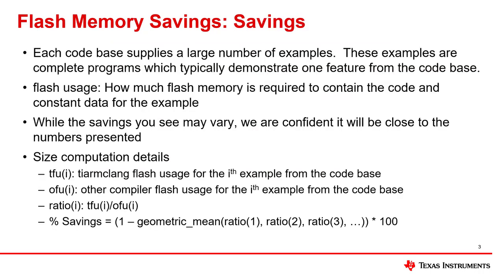Okay, so each of the code bases I talked about in a previous video supplies a large number of examples, okay? And these examples are complete programs, which typically demonstrate one feature from the code base. What exactly do we mean by the term flash usage? That's how much flash memory is required to contain the code and constant data for this complete program, okay?